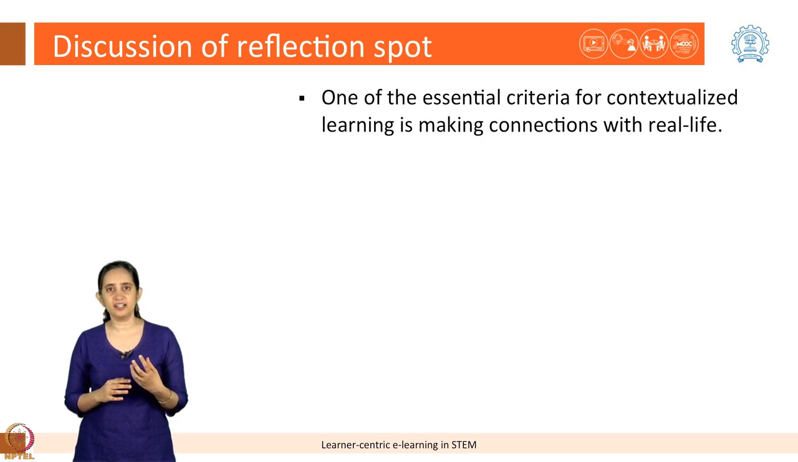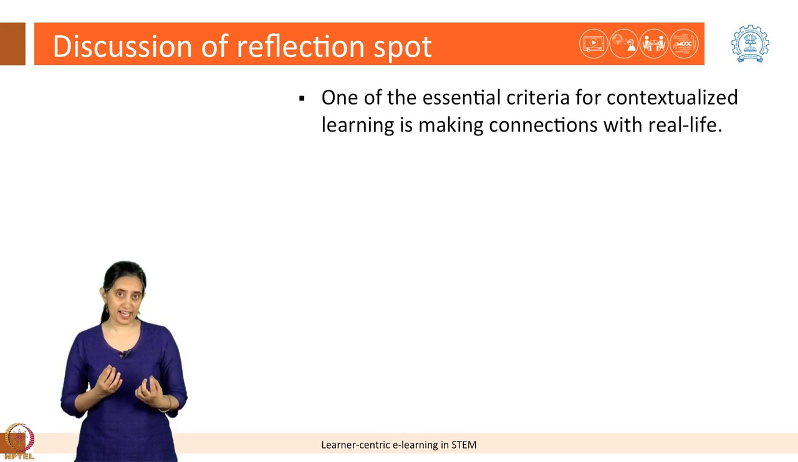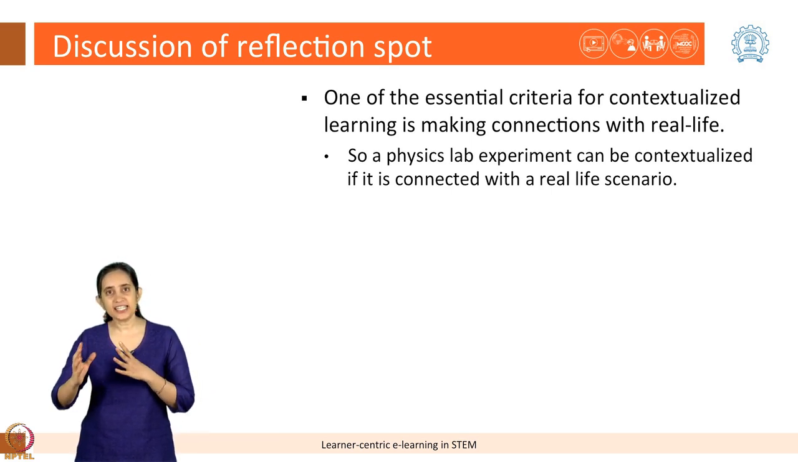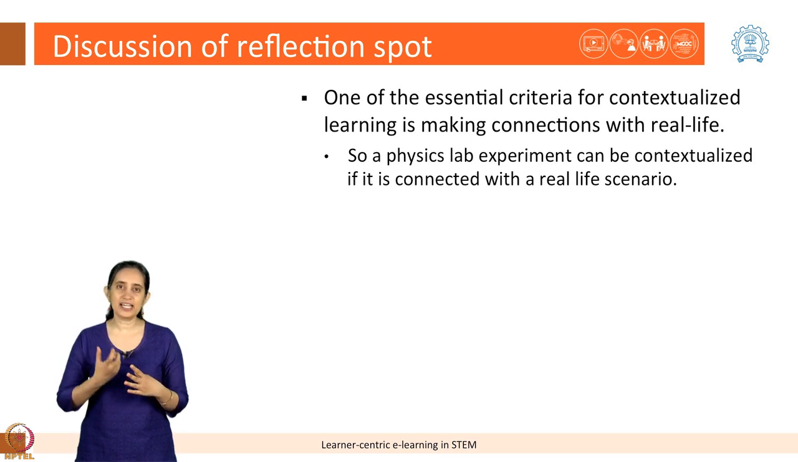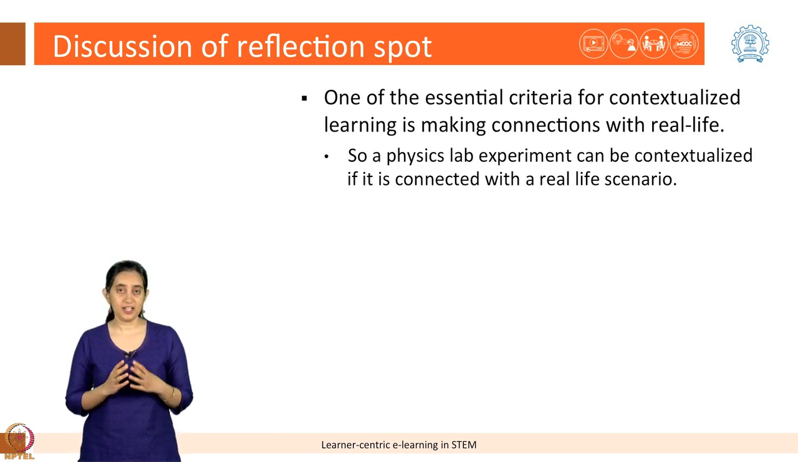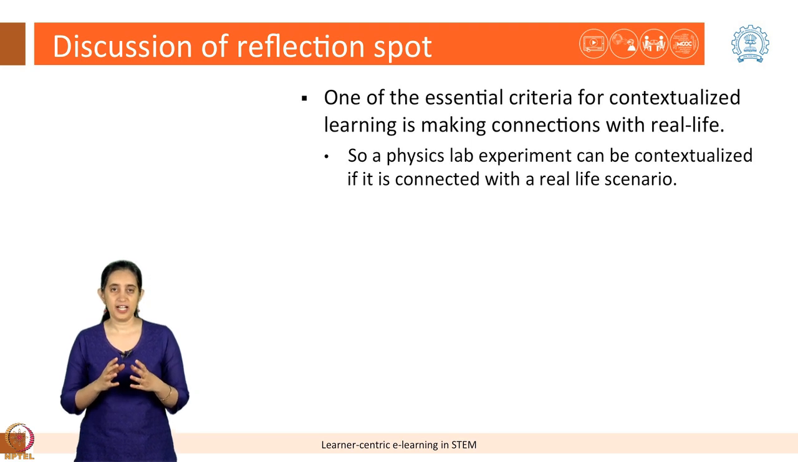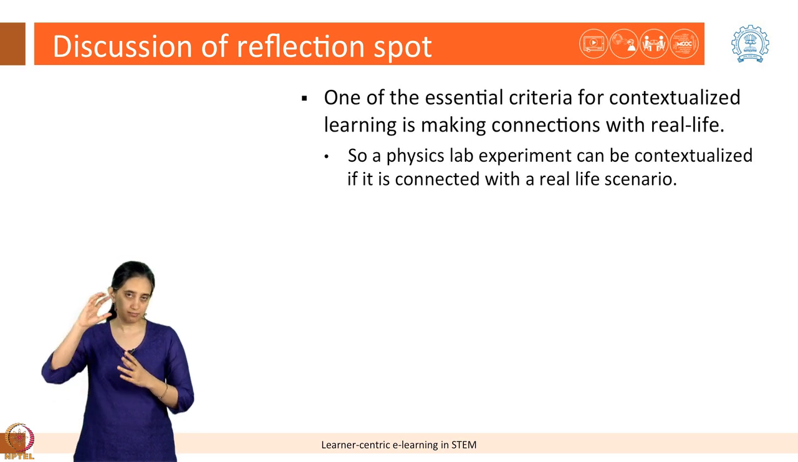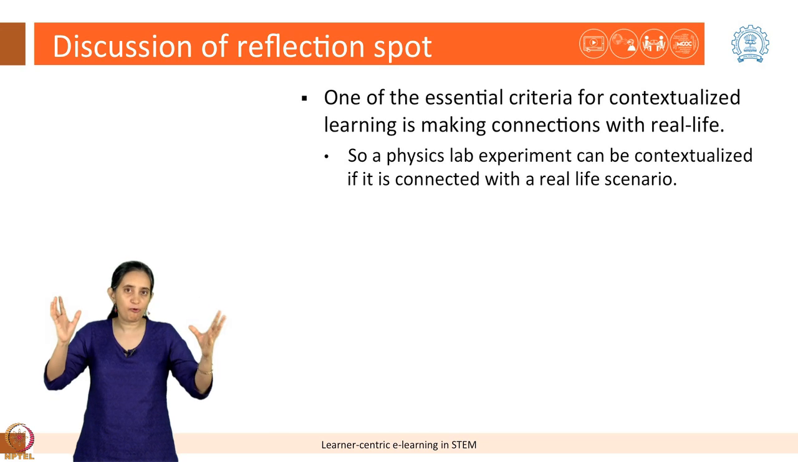One of the essential criteria for situating and contextualizing the learning is that the learner makes connections with real life. So, in the case of the physics lab experiments, it could be contextualized if it is directly connected with a real life situation, a real life scenario that the learner is familiar with. A well-known example is that when learners are doing experiments with circuits, if the experiment helps them connect to a situation in their home where, for example, a bulb becomes very bright just before it burns out.